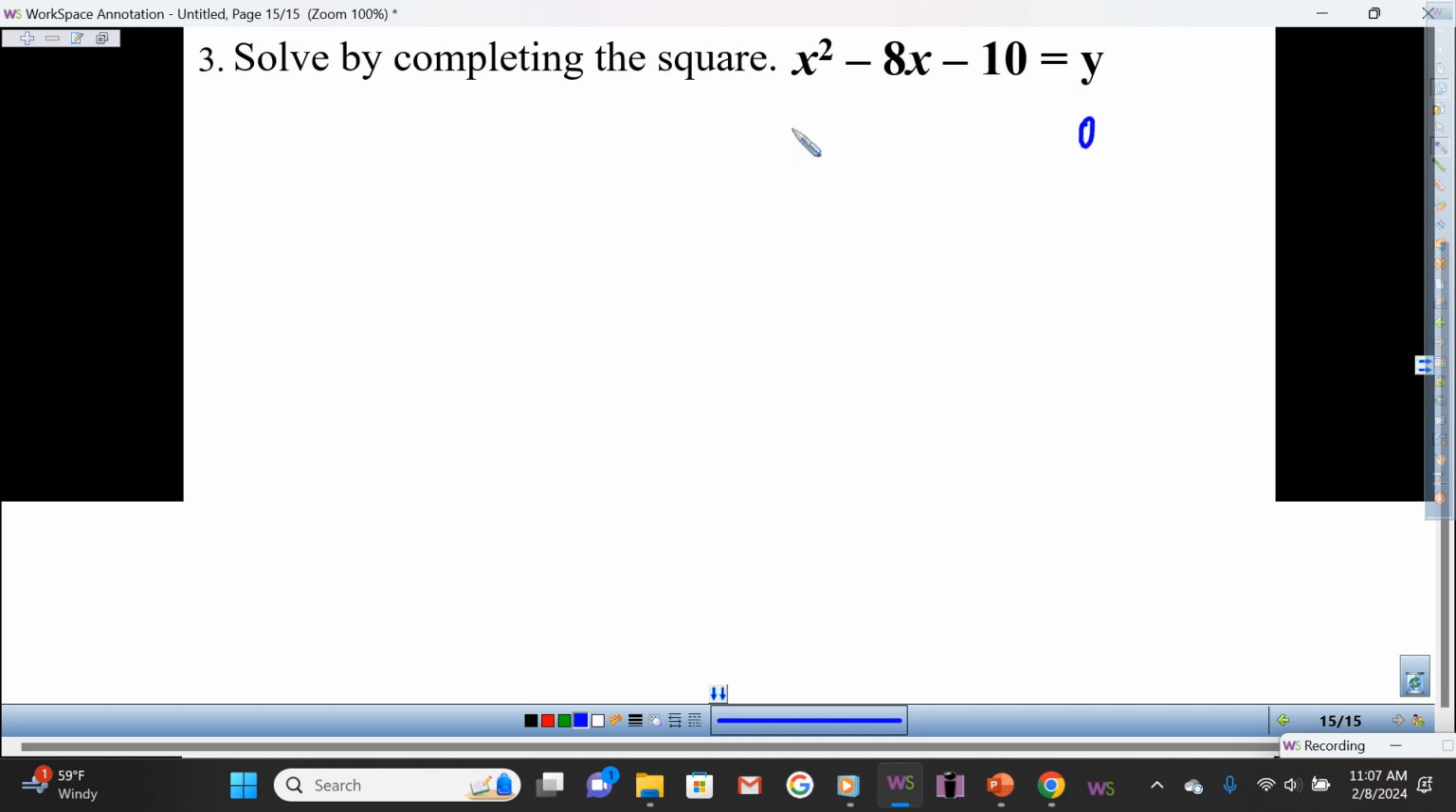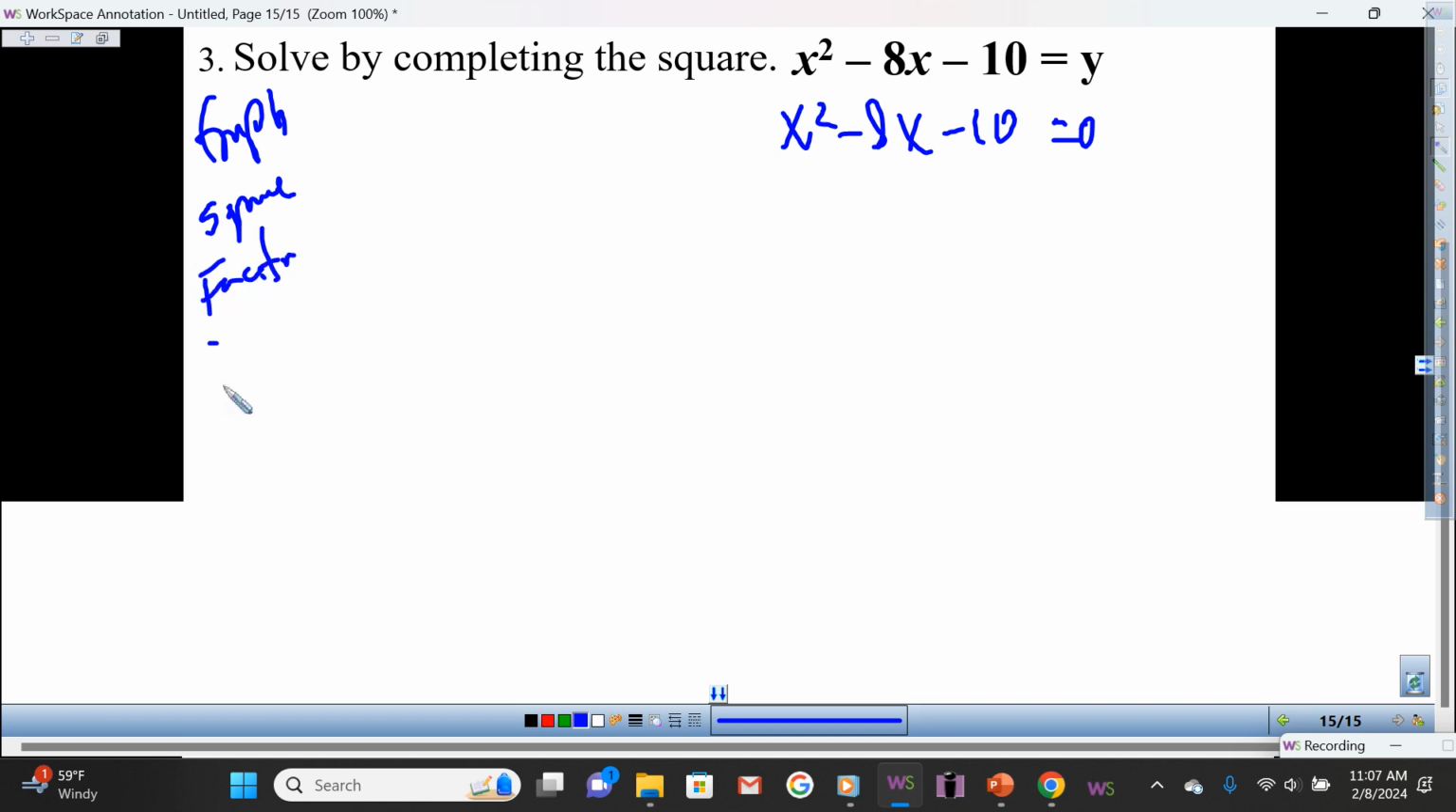Make y 0, so x squared minus 8x minus 10 equal to 0. Okay. There are 5 methods of solving this. Once again, they were what? Graphing, square roots, factoring, completing the square, and quadratic formula. Which method do you want to use for this one? Square root? All right, so that means you're going to do this one?